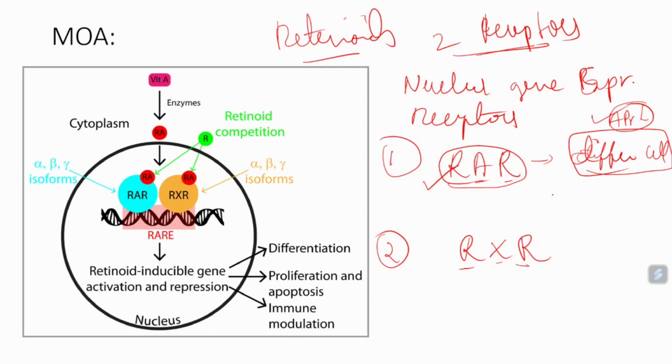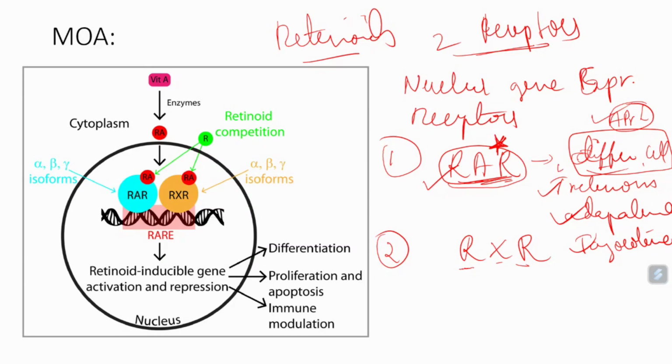The examples of drugs which act on the RAR receptor are tretinoin, adapalene, and tazarotene. So these three drugs, tretinoin, adapalene, and tazarotene, will bind on the RAR receptor and increase its activity, and for that it will increase differentiation of the cells. That's why it is used in acute prolymphocytic leukemia.